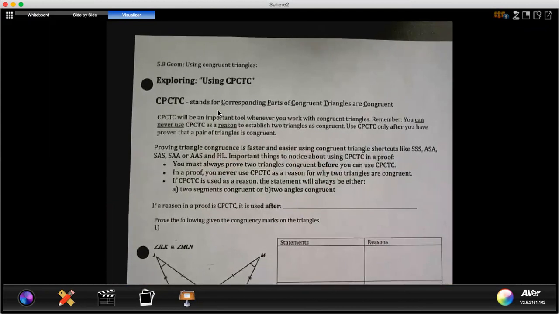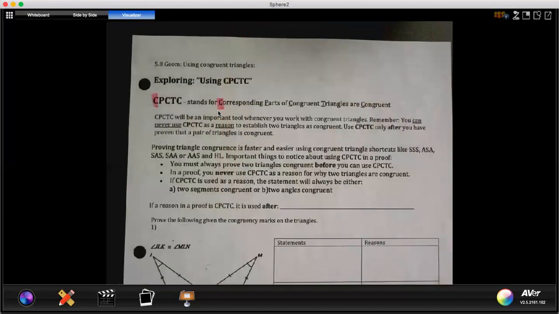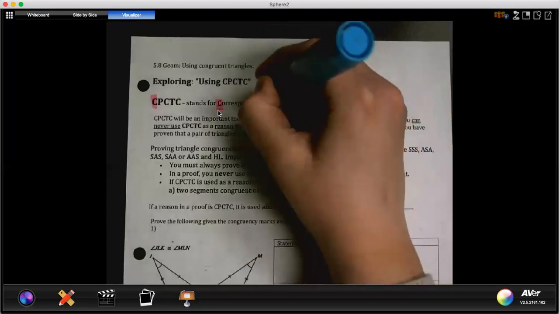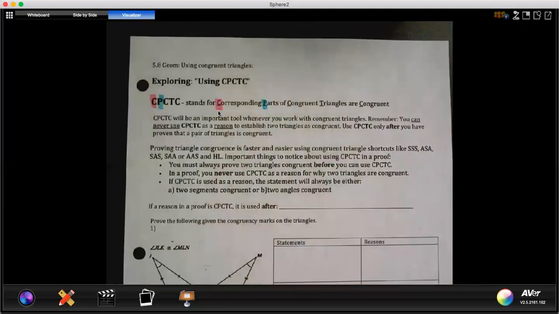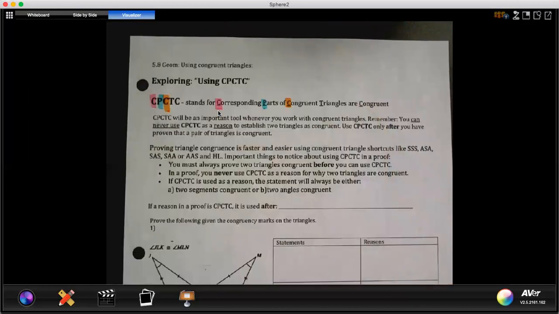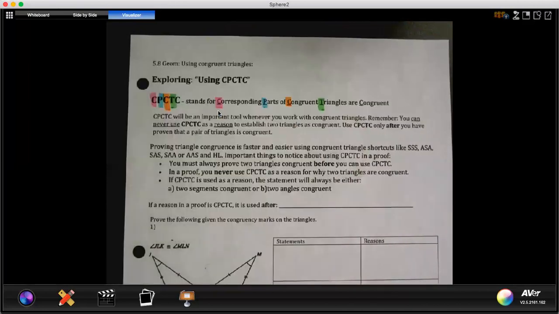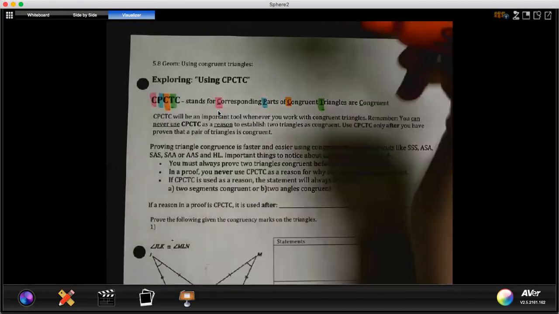Well, the phrase itself is something we want to think about in general. So what does it stand for? It stands for corresponding parts of congruent triangles are congruent.